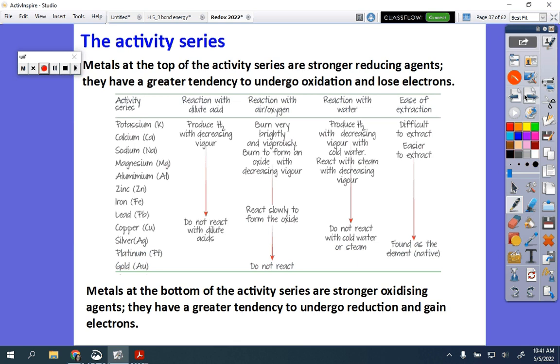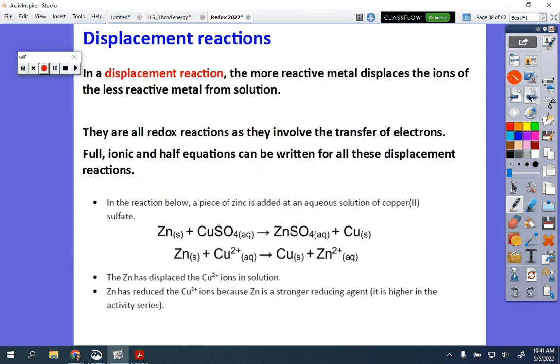Down here at the bottom, gold is actually found as chunks or flakes of gold just sitting in the earth. So if you think about panning for gold and the gold rush and all that, it was just sitting there, not mixed with anything because it's really not reactive.